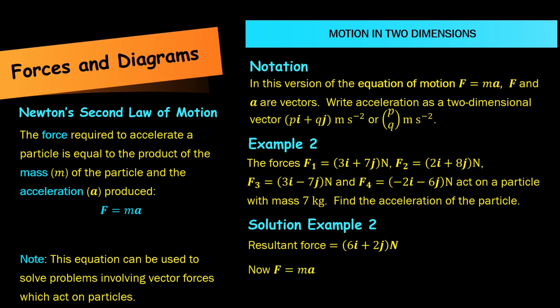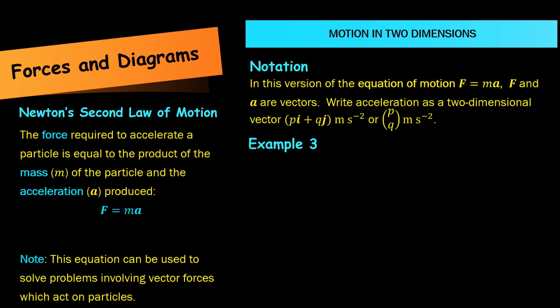Now the F equals ma formula gives us that 6i plus 2j newtons equals the mass, which is 7 kilograms, times acceleration, which of course gives us that a equals 1 over 7 times 6i plus 2j.